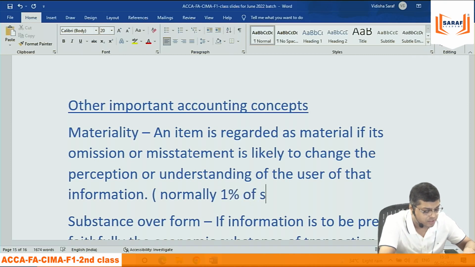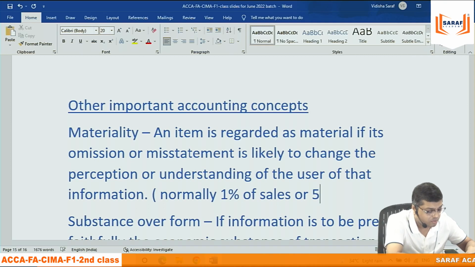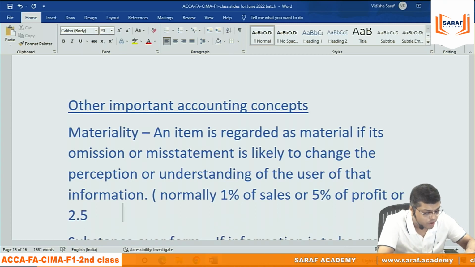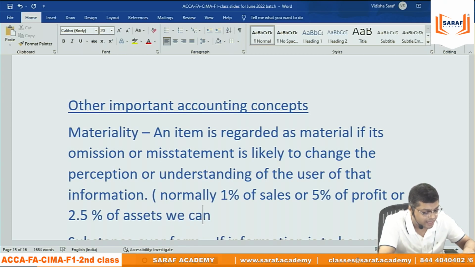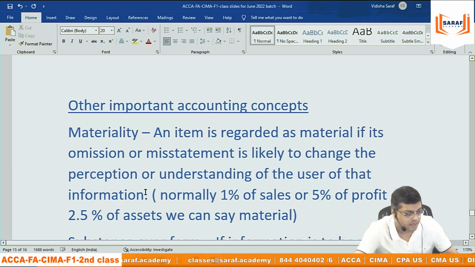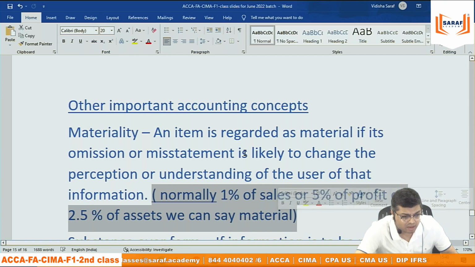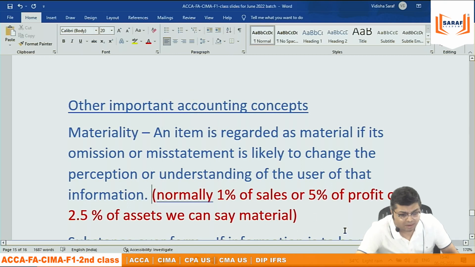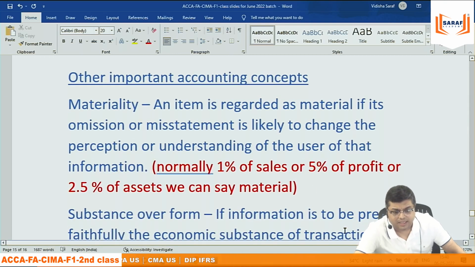1% of sales or 5% of profit or 2.5% of assets, we can say material. हम लोग उसको material बोल सकते हैं. It is normally nowhere written anywhere in the world, in India or US, UK, कि भाई इसको material बोलेंगे. There is no definition. But we generally say that if any item is 1% of sales or more, any item 5% of profit or more, any item 2.5% of assets or more, that can be treated as material.